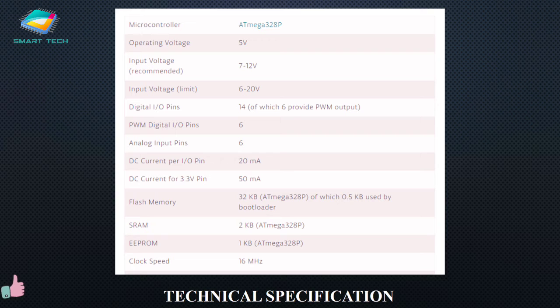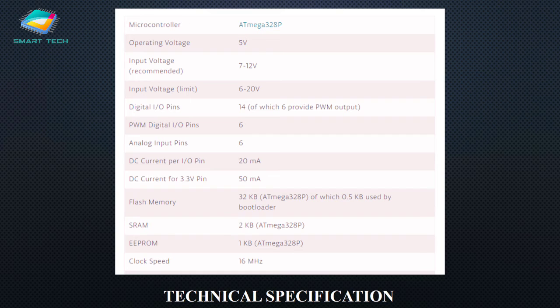So let's see the DC current per IO pin we have. That is 20 milliamperes. It means per pin we have 20 milliamperes of DC current. So if you are planning to connect any sensor especially to the Arduino Uno, make sure you stay within the current limit. For the 3.3 volt pin, we have one pin with 3.3 volts as an output pin on the Arduino Uno, where we can get 50 milliamperes of current.